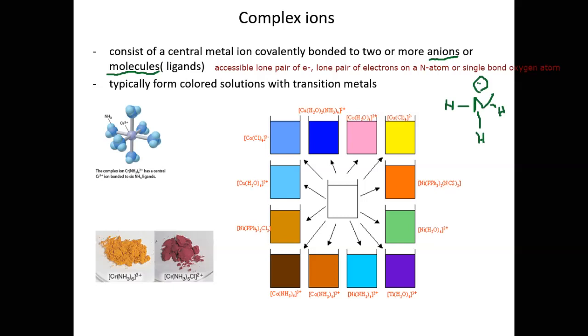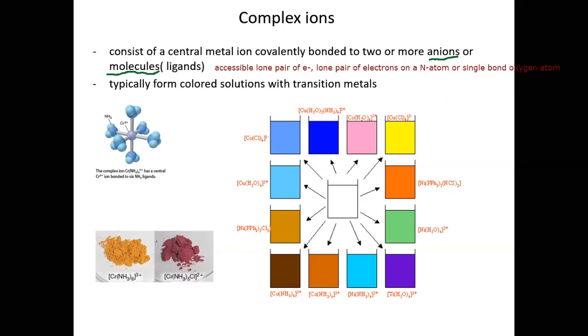It has an accessible lone pair of electrons. So that's why NH3 can be a ligand. Or any kind of amine can be a ligand, as long as it has an accessible lone pair of electrons.